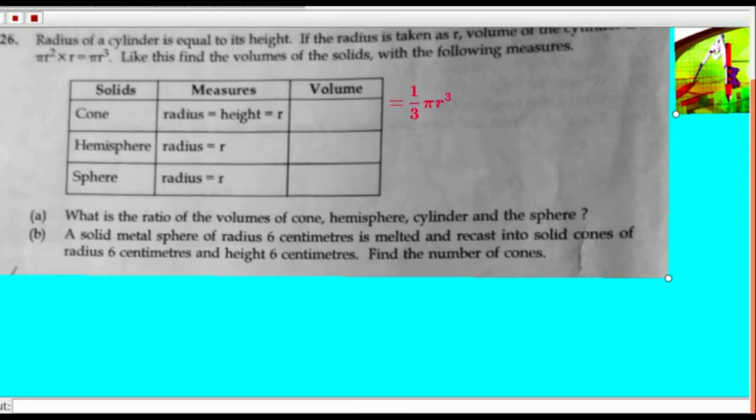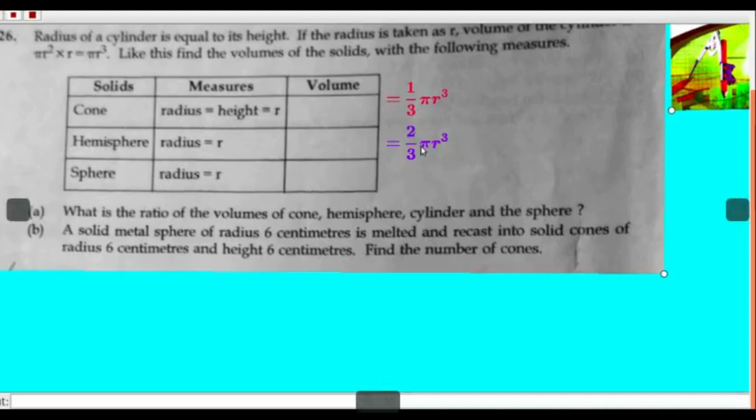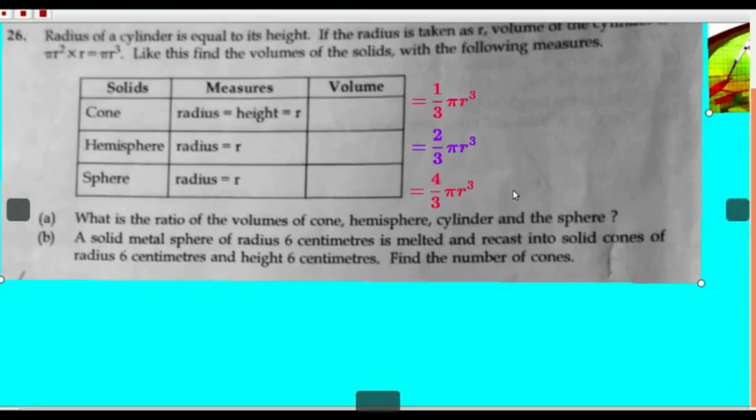Okay, now we have to find out the volume of the hemisphere. That is equal to 2 by 3 pi r cube. The volume of the sphere is equal to 4 by 3 pi r cube. What is the ratio of the volume of cone, hemisphere, cylinder and the sphere?